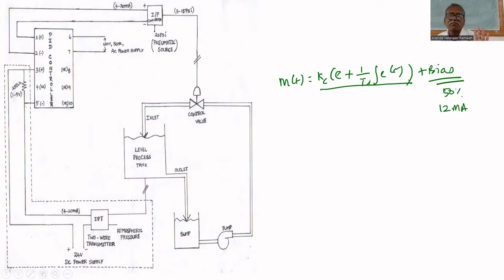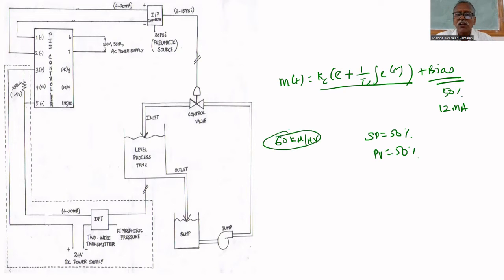What is set point? 50%. What is PV? 50%. Set point means reference. Process variable means actual output. I want to drive the car at 60 kilometers per hour. Therefore, 60 kilometers per hour is called set point. The car is now moving at 58 kilometers per hour. What is PV? 58. I understand this.